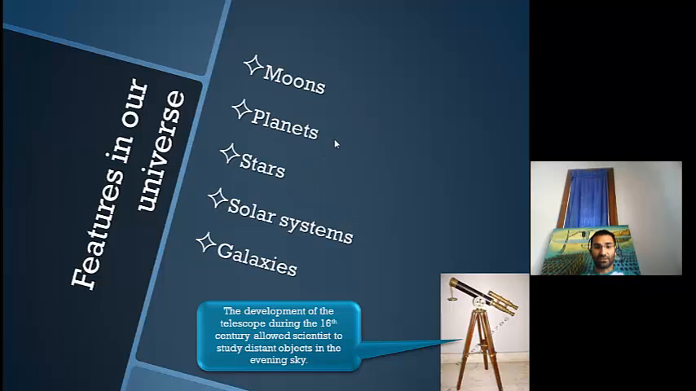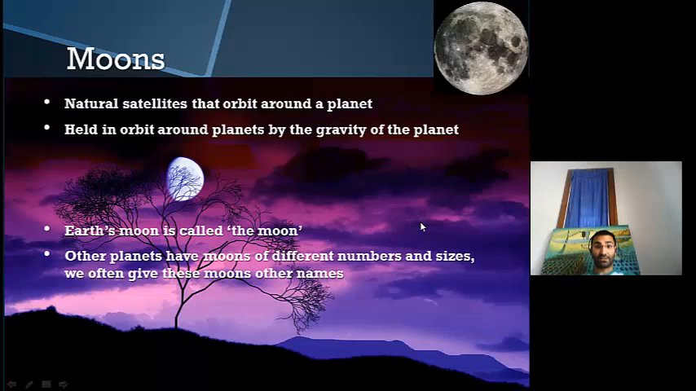One thing to notice, however, is that down here, it says the development of the telescope during the 16th century allowed scientists to discover and study distant objects in the evening sky. For centuries prior to that, people had been looking up at the stars and wondering what was out there. But it wasn't until we developed, I think it was Galileo Galilei that further developed the telescope, that got us to think about and be able to study those distant objects in the evening sky. Rightio, let's take a look at our first object.